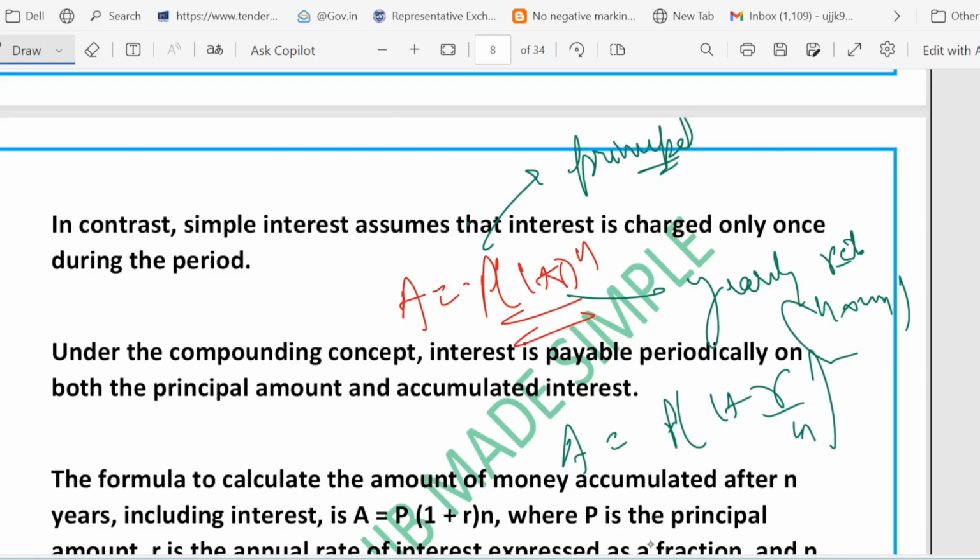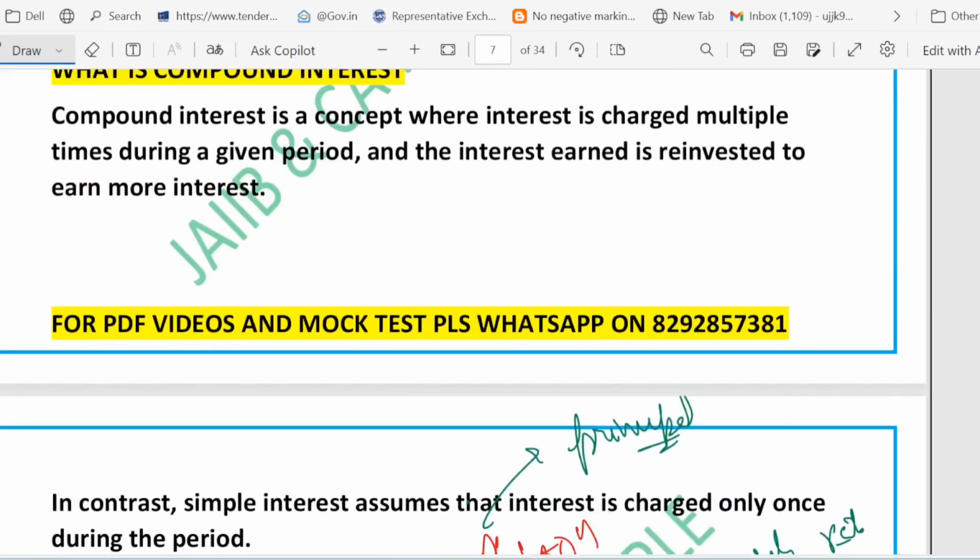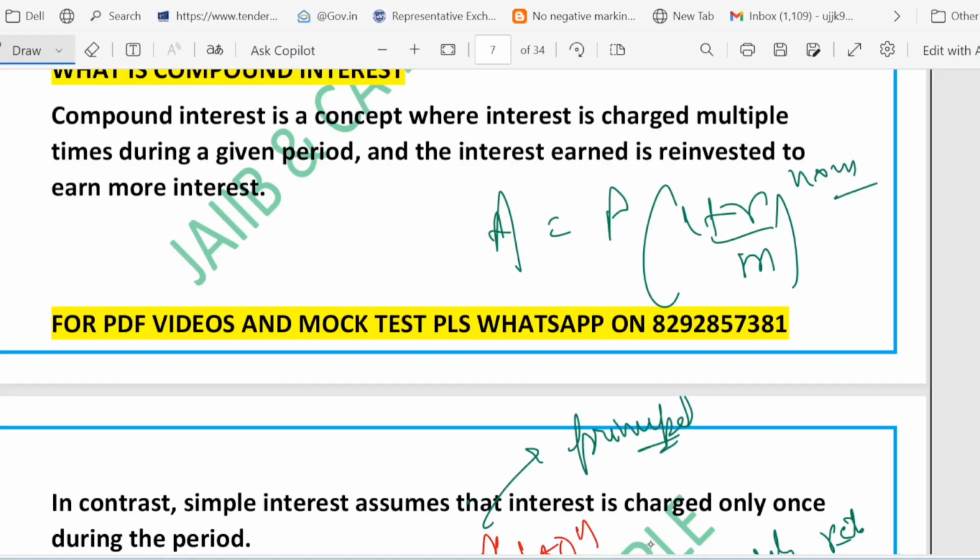So this is the formula that we will use, where P is the starting money, R is the yearly rate, n is the year. If interest is added more often, say twice a year or monthly, then we have to use this formula. Let me again write down the formula clearly. A is equal to P under bracket 1 plus r upon m to the power n times m.